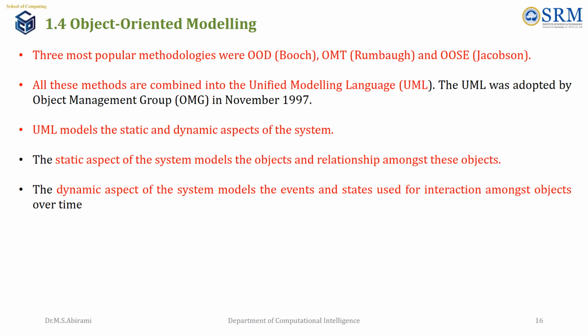UML models the static and dynamic aspects of the system. The static aspect of the system models the objects and relationships among the objects. The dynamic aspect of the system models the events and states used for interaction among objects over time.